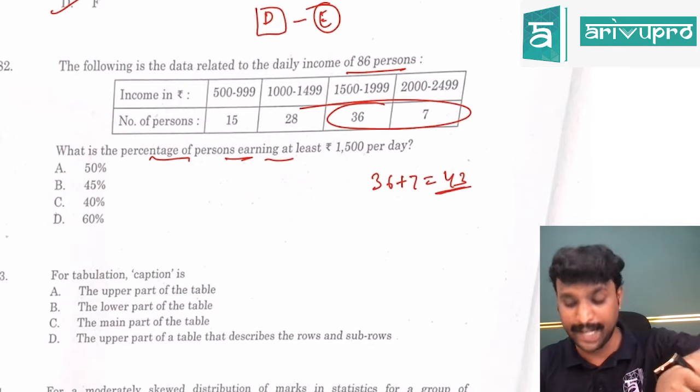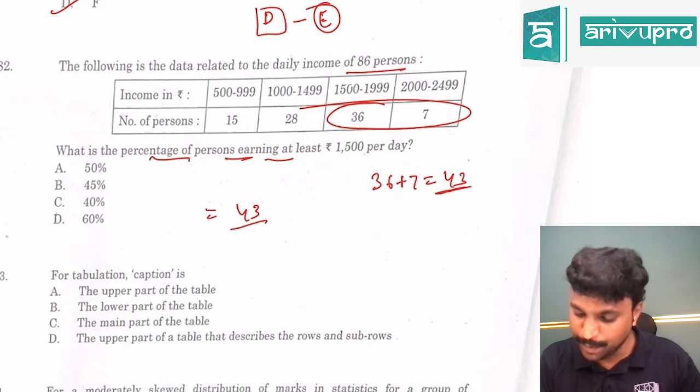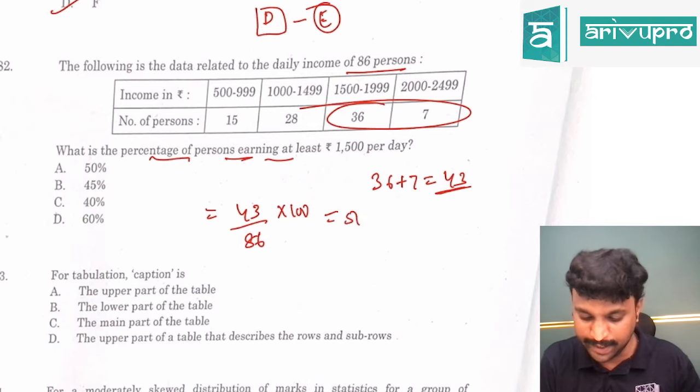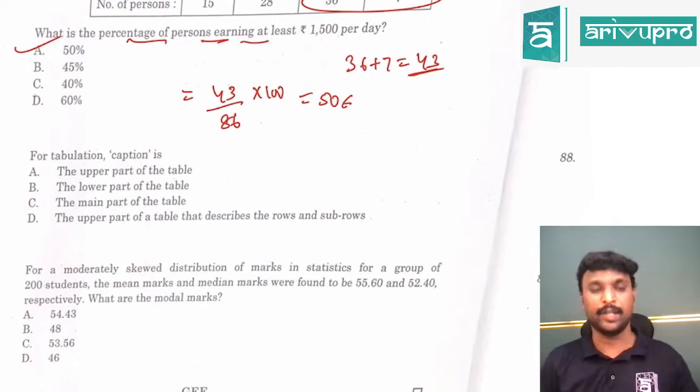But they're asking percentage of persons. So percentage means number of persons is 43, total number of persons is 86, into 100. So definitely this is 50%, option A. Guys, look at the next question.